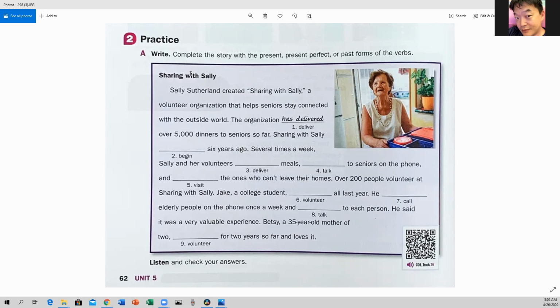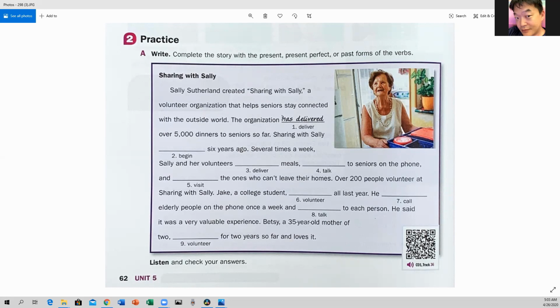Sally Sutherland created Sharing with Sally, a volunteer organization that helps seniors stay connected with the outside world. The organization has delivered over 5,000 dinners to seniors so far. And I want you to take a look here. This first sentence is an example. The organization has delivered over 5,000 dinners to seniors so far.